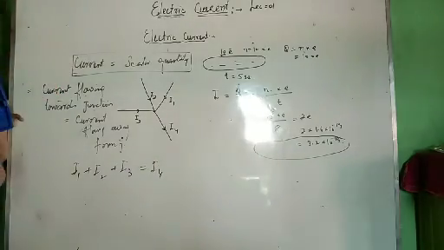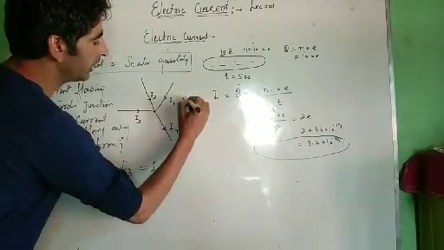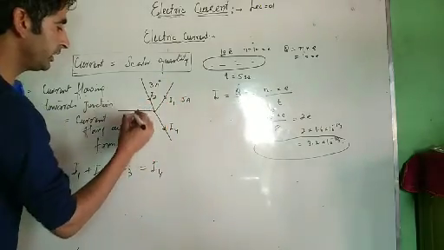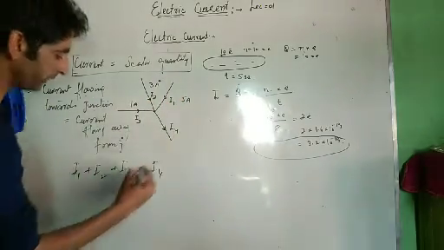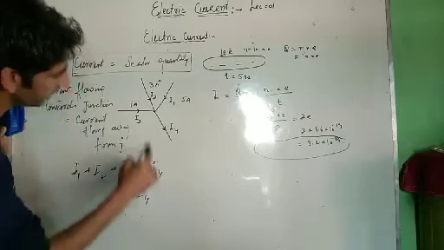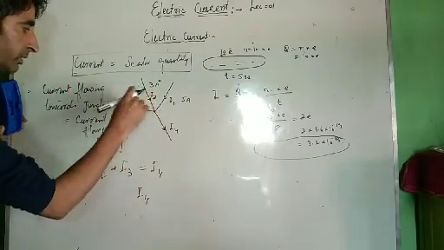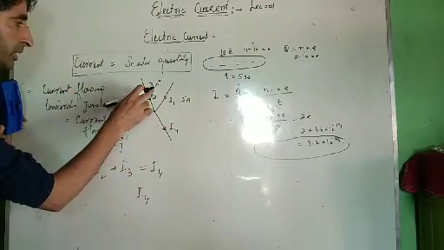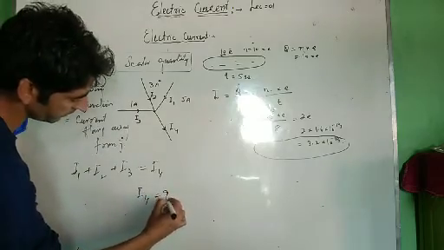Now let us solve a problem on this. Let it be 5 amperes, let it be 3 amperes, let it be 1 ampere. Then what will be I4? I4 will be equal to, since these are all moving towards the junction, we can add them: 5 plus 3, 8 plus 1, 9 amperes.